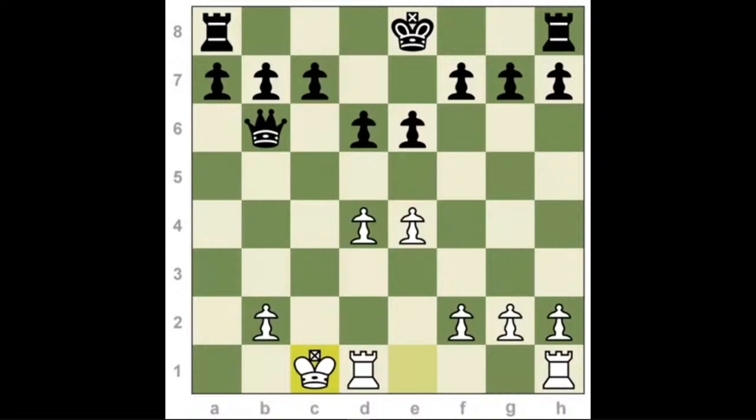Okay, so black will also castle queenside. Moves his king 2 steps, and the rook comes to the other side of his king. Okay, so that's the basic rule of castling. That's what it looks like when you castle.